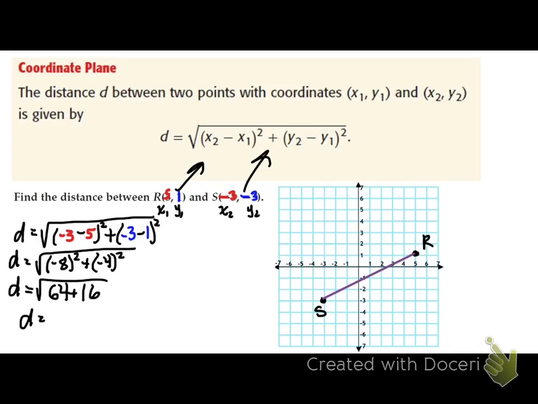Negative, no problem. Let's do the square root, or sorry, what's 64 and 16? So the distance of this is square root of 80. I'm okay with you leaving this as square root of 80. If you want to find the solution to this and simplify it out slightly further, if you take the square root of 80, so let's look at the square root of 80.